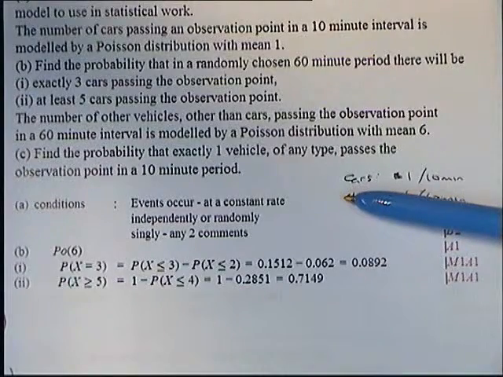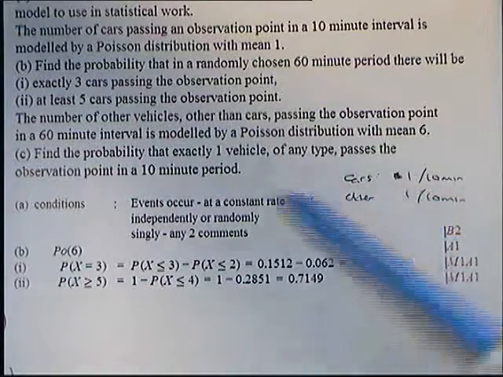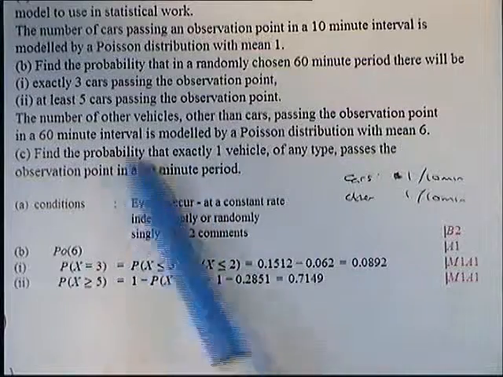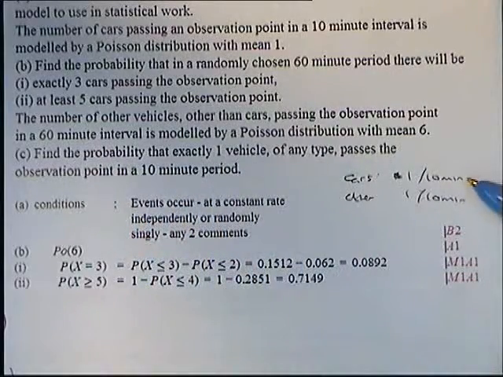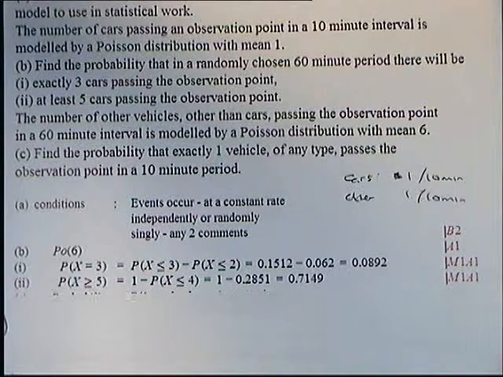Sorry, someone said? 1, yeah. If it's 6 in 60 minutes, it's 1 in 10 minutes. So we're expecting 1 car every 10 minutes, or 1 other vehicle in every 10 minutes. And we want exactly 1 vehicle of any type. How are we going to do that question? Find the probability of 1 times the probability of anything other than 1. I think you're going down the right track.